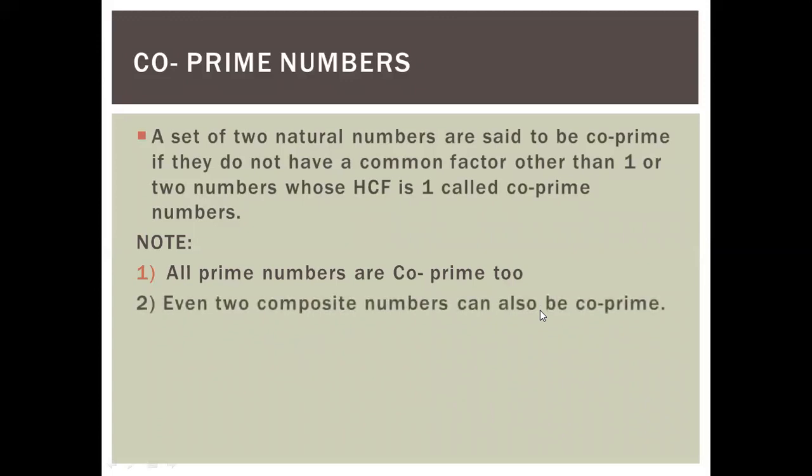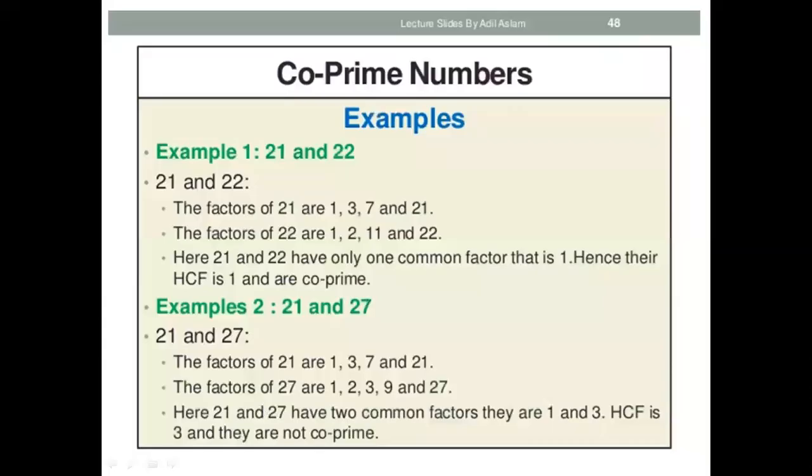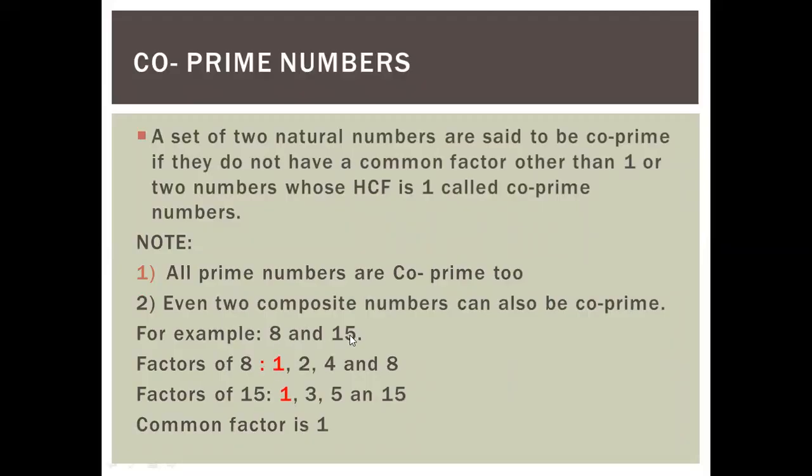It doesn't mean that a composite number cannot be co-prime. No, even two composite numbers can also be co-prime. For example, 8 and 15, they are composite numbers. Factors of 8 are 1, 2, 4, and 8. Factors of 15 are 1, 3, 5, and 15. So you can see the common factor is only 1 in 8 and 15. So we can say that 8 and 15 are co-prime numbers.